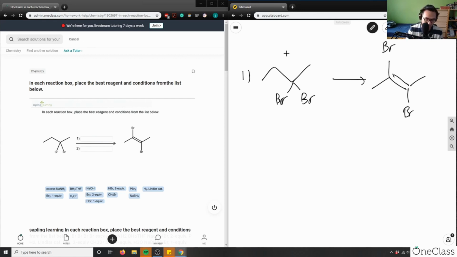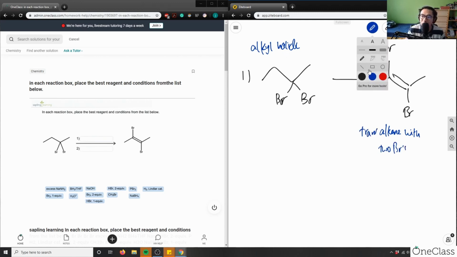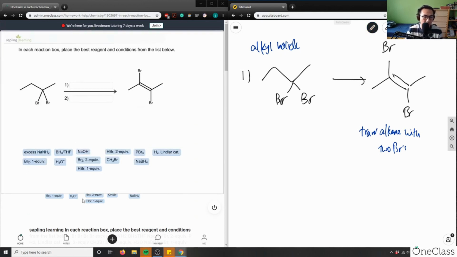So again, what we have here is an alkyl halide. And this would be an alkene with a bromide. So it's also an alkyl halide, but you can say there's an alkene with two Brs trans to it, right? Again, there's just a trans alkene with two Brs, or two bromines. So which reagents would get us there? So let's look at the box here.